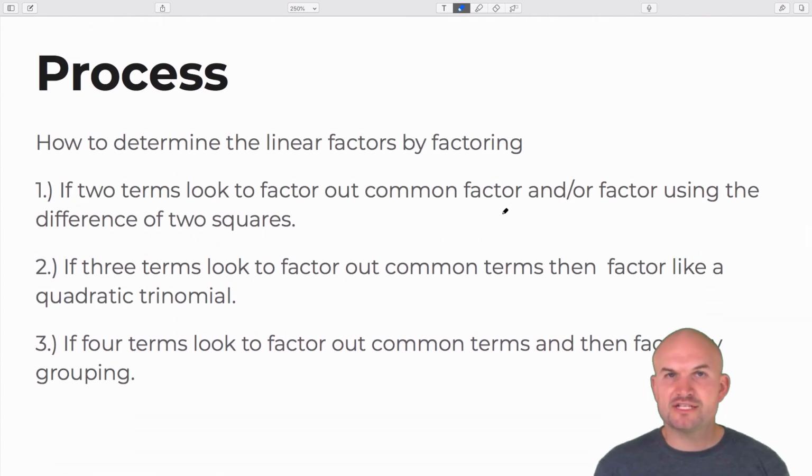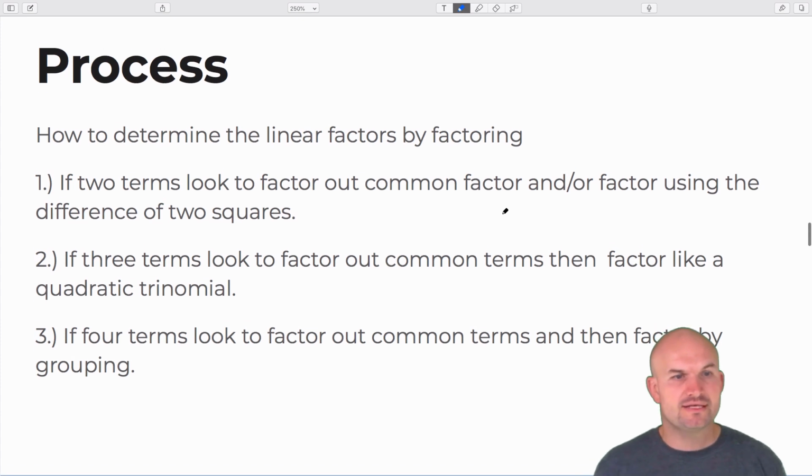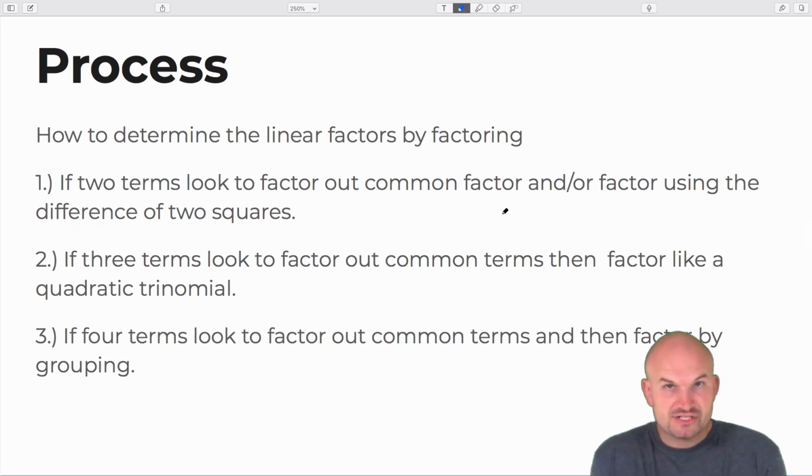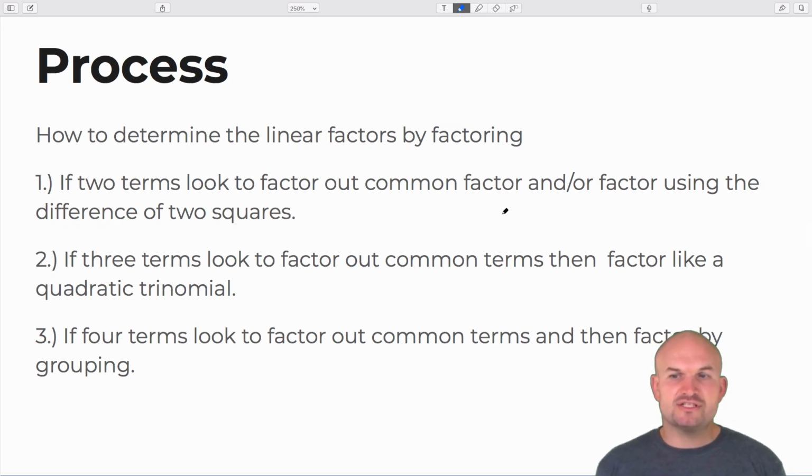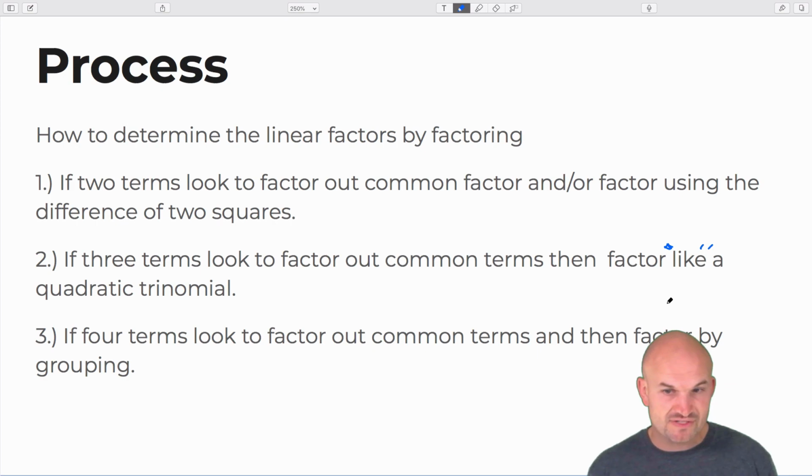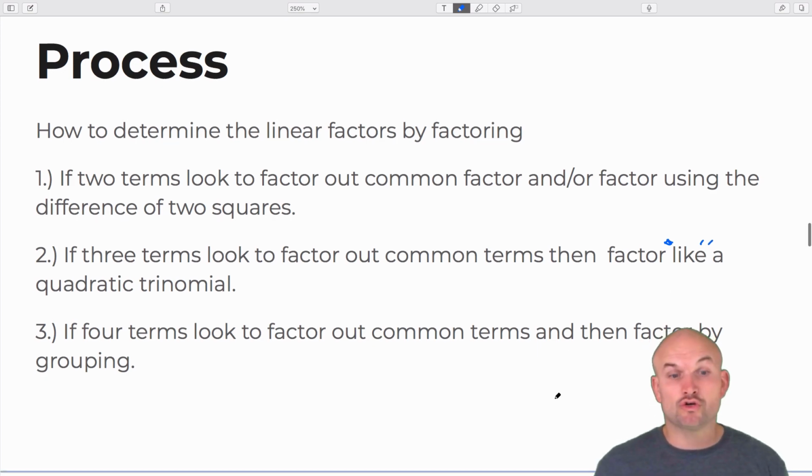So really for my students, I just broke it down into three kinds of ideas. When you have 2 terms, look to factor out a GCF and also look to factor using the difference of 2 squares. If you are factoring with 3 terms, look to factor out the common terms first, and then look to factor like a quadratic trinomial. If 4 terms, then look to factor out the common terms, and then look to factor by grouping.